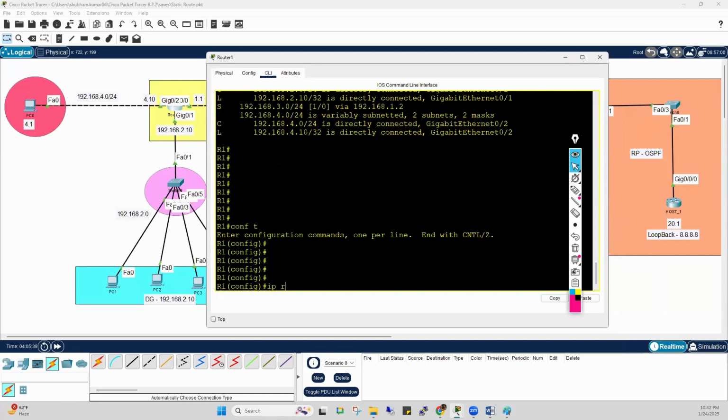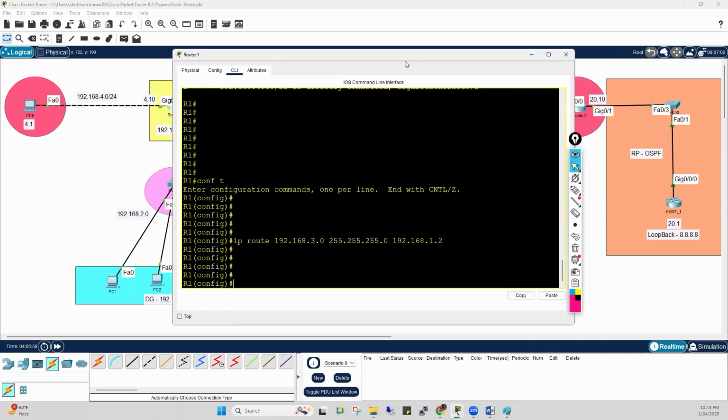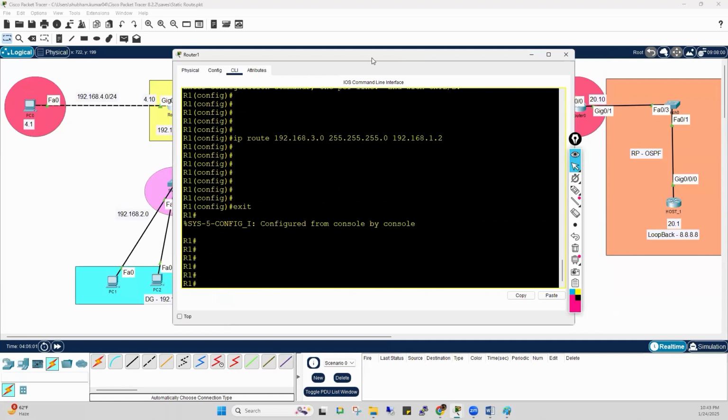Configure terminal, IP route 192.168.3.0 255.255.255.0, and next hop will be 192.168.1.2. Then exit.